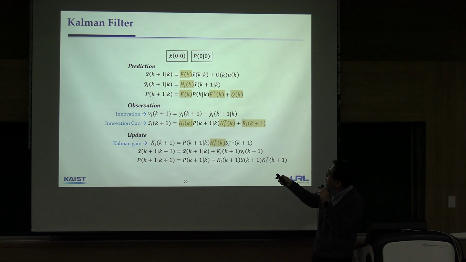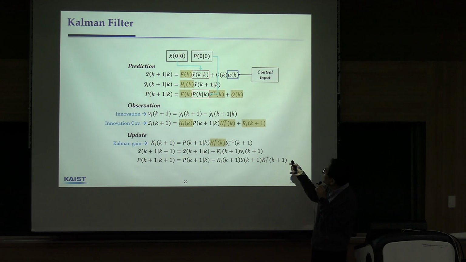We already know F, H, Q, R. Their covariances are already known. So we have the known information right here. So we substitute this initial condition. And also, P 0 by 0 is known, so we substitute this one here.